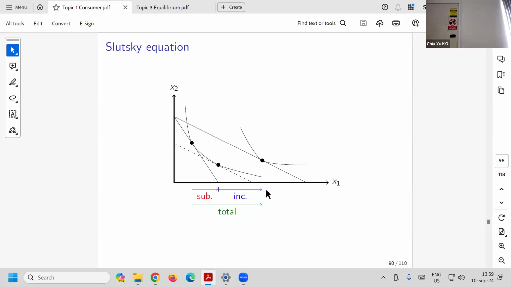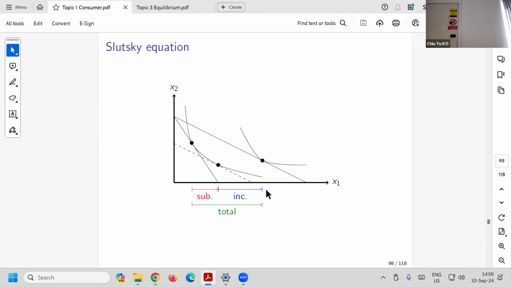Look at this point. This is point A. Point A is the optimal point. The inner budget is this one. This is the optimal solution. Suppose good one becomes cheaper. It means that you can buy more, so the budget constraint moves from here to here. Only P1 changes, P2 stays the same. So the total effect, if you look at the Marshallian demand, is from here to here. That's the Marshallian effect. This is what you observe in the real world.